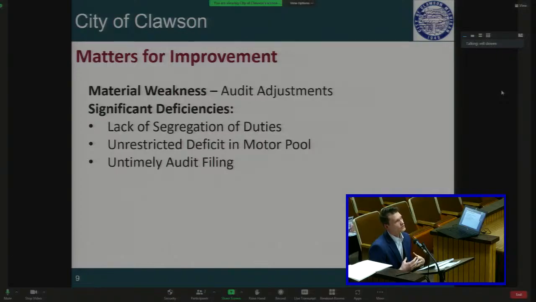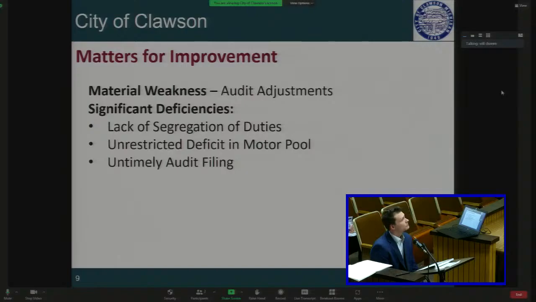Had those adjustments not been made, that's when we would not be able to provide an unmodified opinion. All the adjustments have been made, therefore an unmodified opinion is appropriate. Those can be seen in appendices 4 and 5. One is the comprehensive list of the adjustments, and the other is just the list of the prior period adjustments.